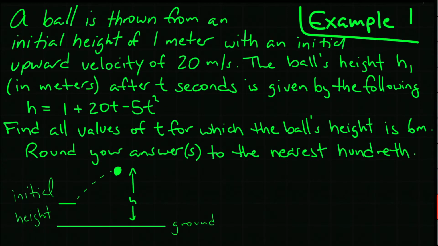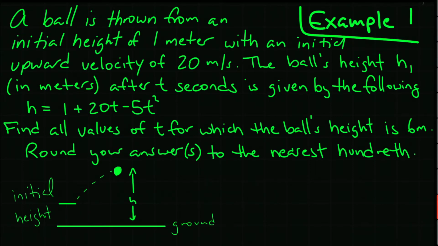So for this example, a ball is thrown from an initial height of 1 meter with an initial upward velocity of 20 meters per second. The ball's height h in meters after t seconds is given by the following equation. H is equal to 1 plus 20t minus 5t squared. Find all values for t for which the ball's height is 6 meters. Round your answer to the nearest hundredth.